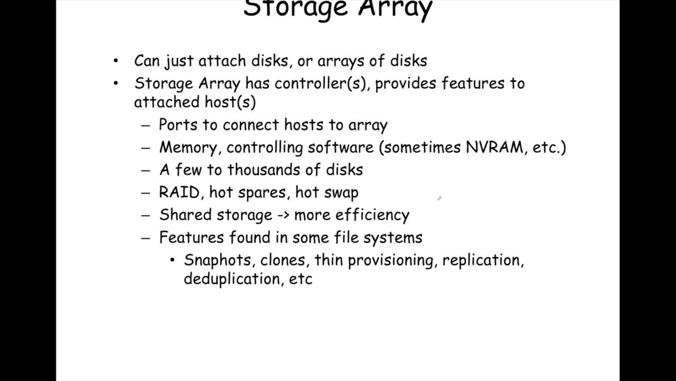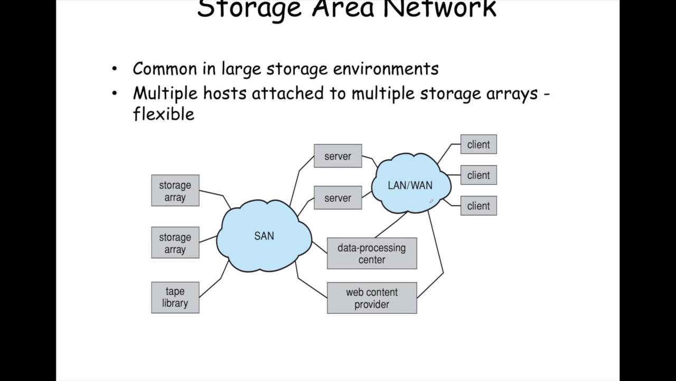And so this includes things like snapshots and clones and replication and things like that, which again are beyond the scope of this class. And so this schematic is in the book. It's a depiction of a storage area network, and this is common in very large environments like a data center. And in this, you have multiple hosts that are attached to multiple storage arrays. And so you have your storage area network off here on the left.